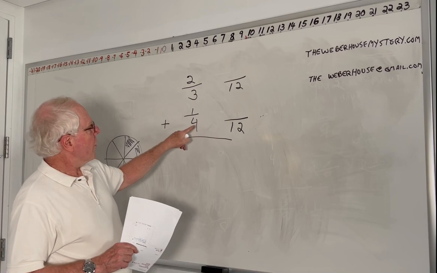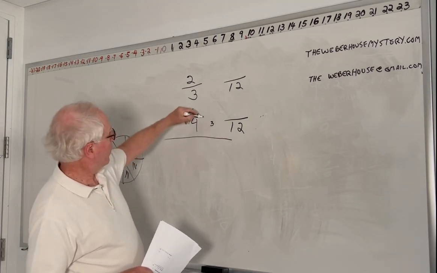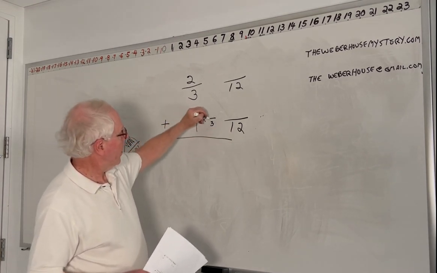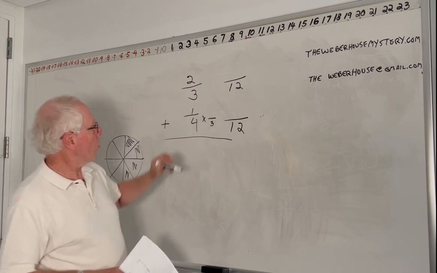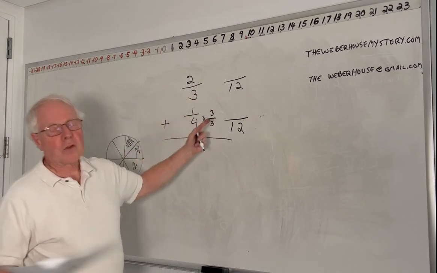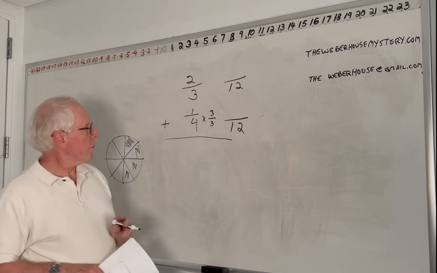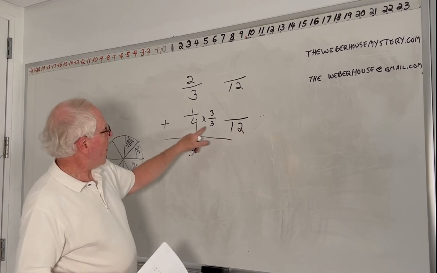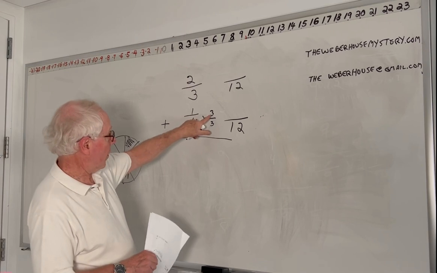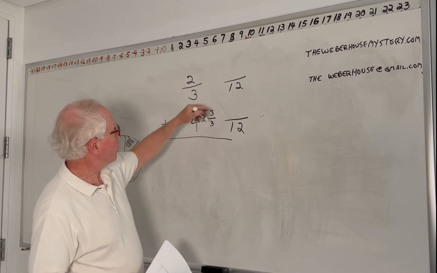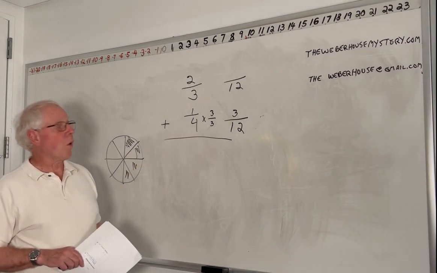What do you have to multiply this 4 by to get 12? 3. Okay? 3 times 4 is 12. And whatever you do to the denominator, we're going to do the same thing to the numerator. Okay? You could also do it as a division problem. 12 divided by 4 gives you 3. Okay? So we do the same thing on the top and the bottom. We multiply this by 4 to get 12, so we're going to multiply this by 3 to get 12, so we're going to multiply this. 3 times 1 is 3, and 3/12 indeed is the same as 1/4.